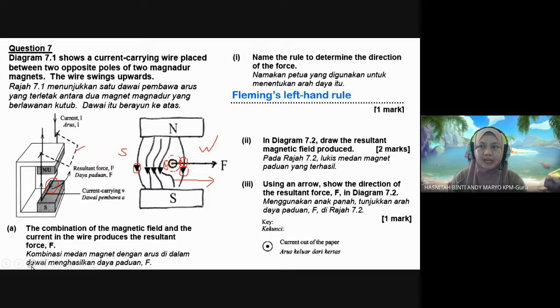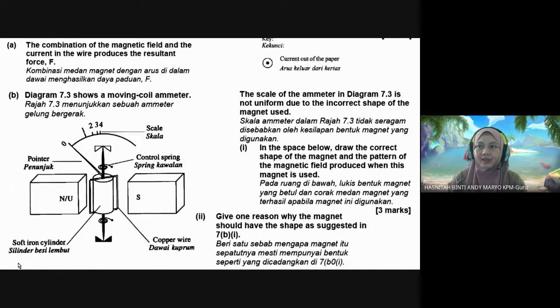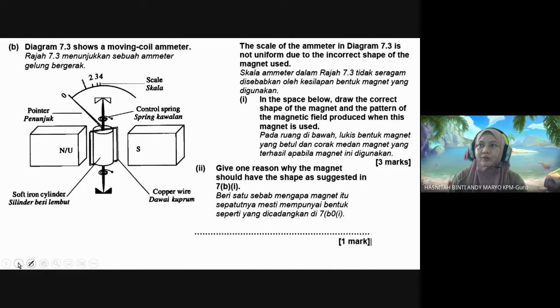Okay, then next, student, for question B. This is a moving coil meter. The meter is used to measure what? Students, 5C3. We use the meter to measure current. Yes, to measure current.